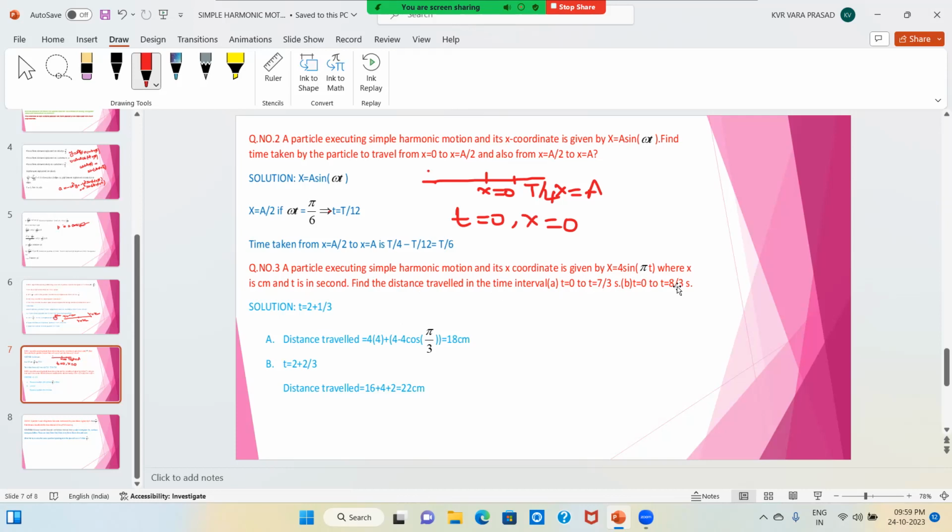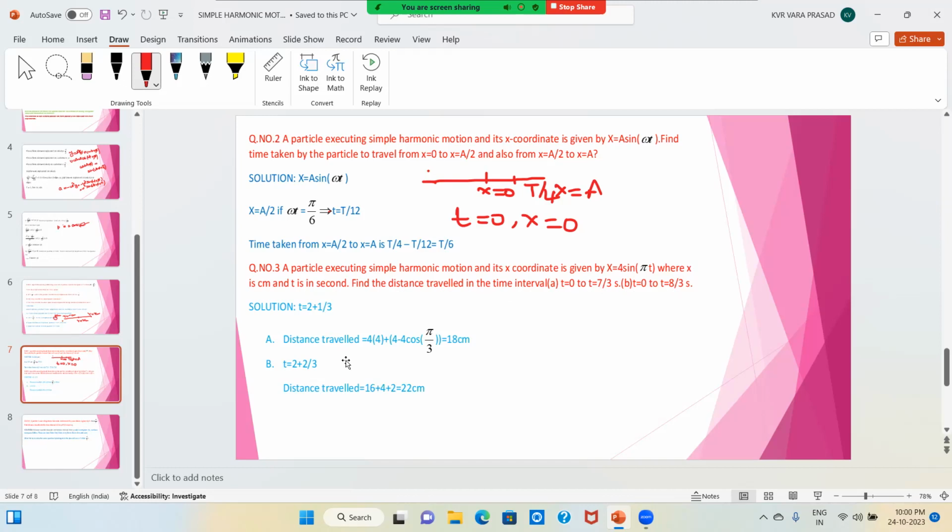Then see what is being asked here. Distance traveled in the time interval from t equal to 0 to t equal to 7 by 3 and 0 to 8 by 3 seconds. Right, coming to the solution, see how we are solving it. If you want, you can try the question on your own once. After that, you can see the solution. Okay, let us see now how to start this one.